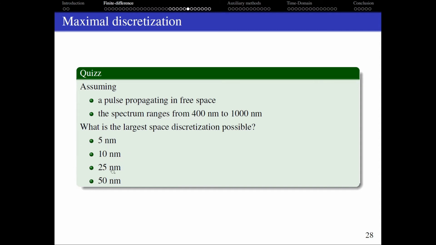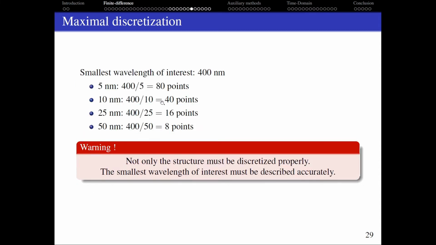So again, you can pause here a bit to think about it, but here is how it goes. In our case, actually, the smallest wavelength that we want to study is 400 nanometers. So this is going to be the limit in our computation. If we have a discretization of 5 nanometers, that means that we will discretize this with 80 points. If we have 10 nanometers, it will be 40 points. And when you increase the size of your step, you see that the number of points decreases. And at 8 points, well, it's not working very well.